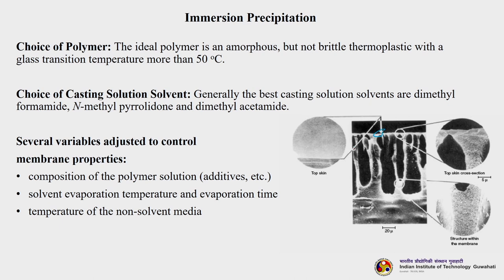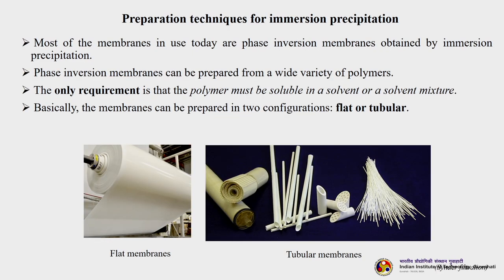This is the top skin. This is the enlarged image of the top skin, and this is the top skin cross section. And these are the pores. Most of the membranes in use today are phase inversion membranes. They are obtained by these immersion precipitation techniques.